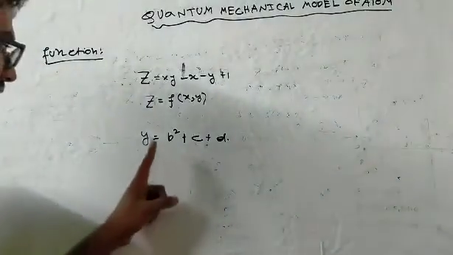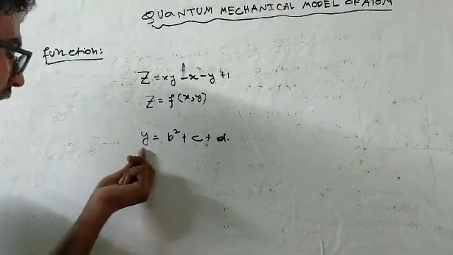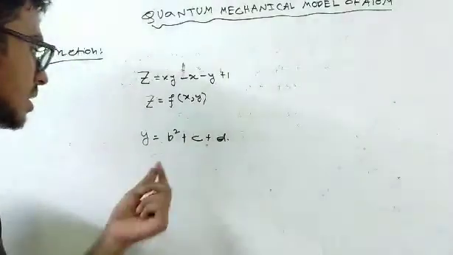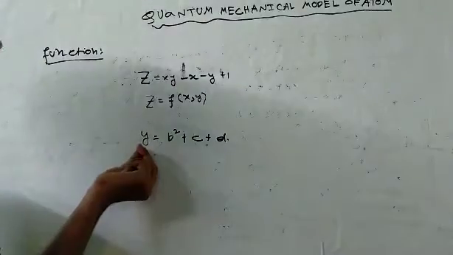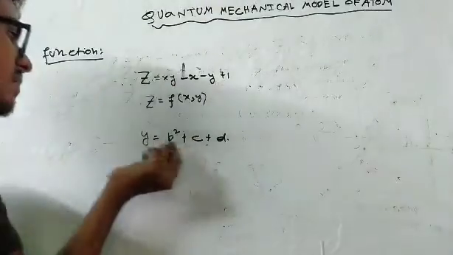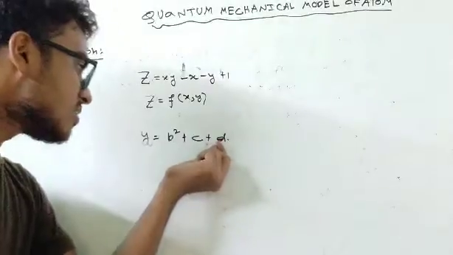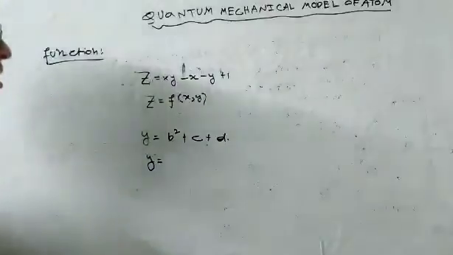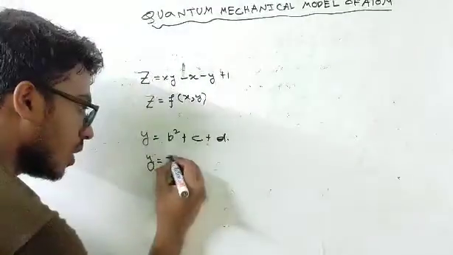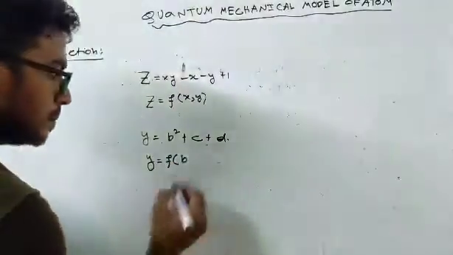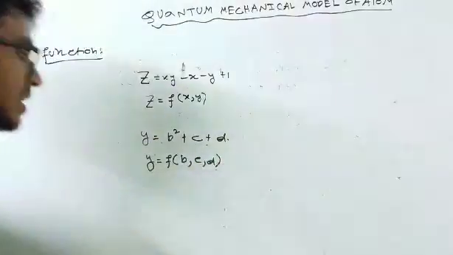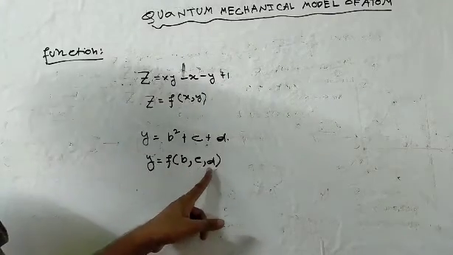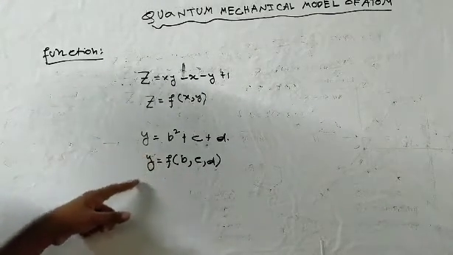So the value of y depends on the values of b, c and d. If I change the value of b, I will get a different value for y. If I change the value of c, I will get a different value for y. If I change the value of d, I will get a different value for y. So I will write this equation in the functional form like this: y equals function of b, c and d. Again, it says how many independent variables we need to explain the value of y.